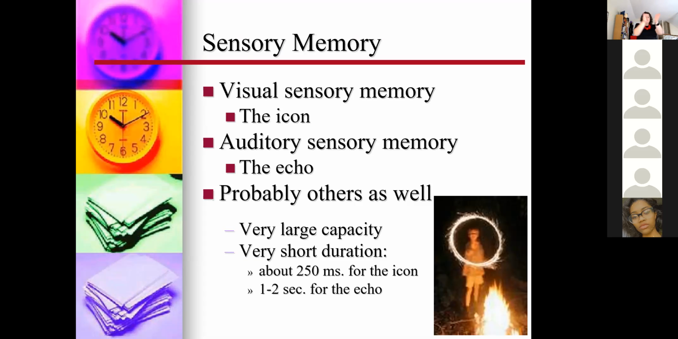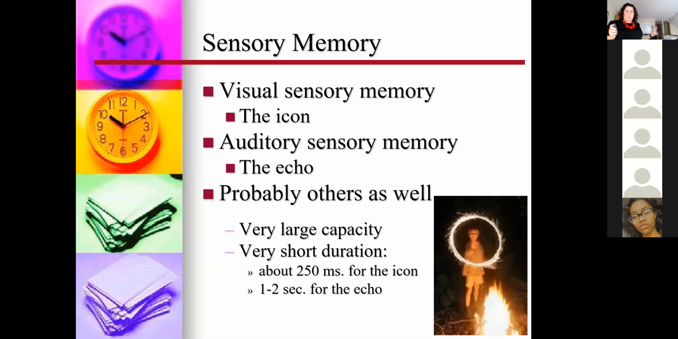Very large capacity, very short duration. The icon is about 250 milliseconds. And the echo is about 1 to 2 seconds. So very, very, very short. Visual and auditory sensory stores appear to decay about a quarter of a second after that. So they're gone, right? We're just not going to remember them.